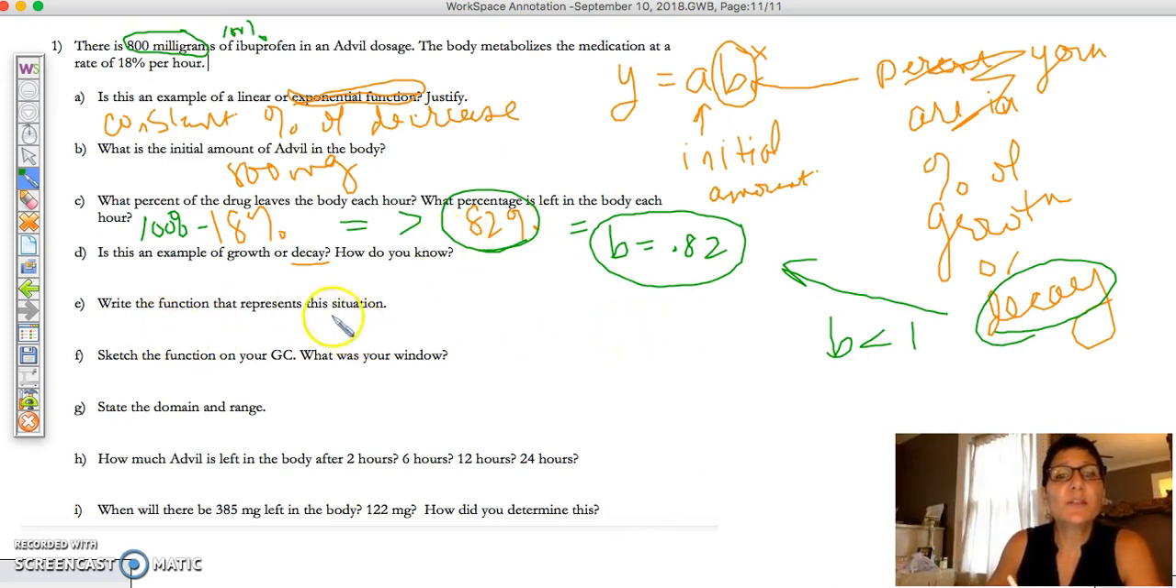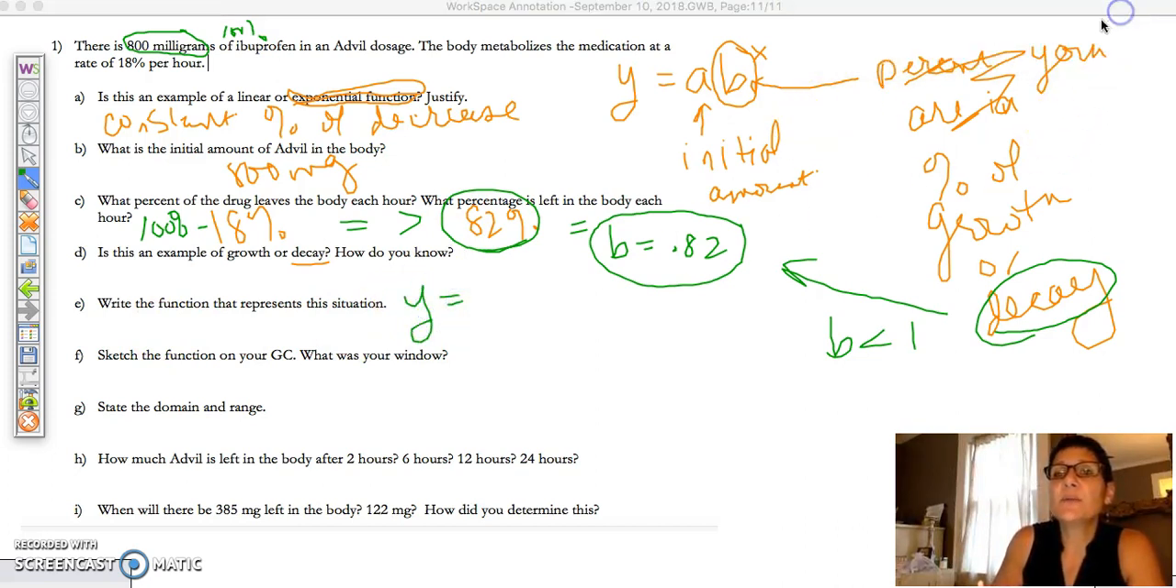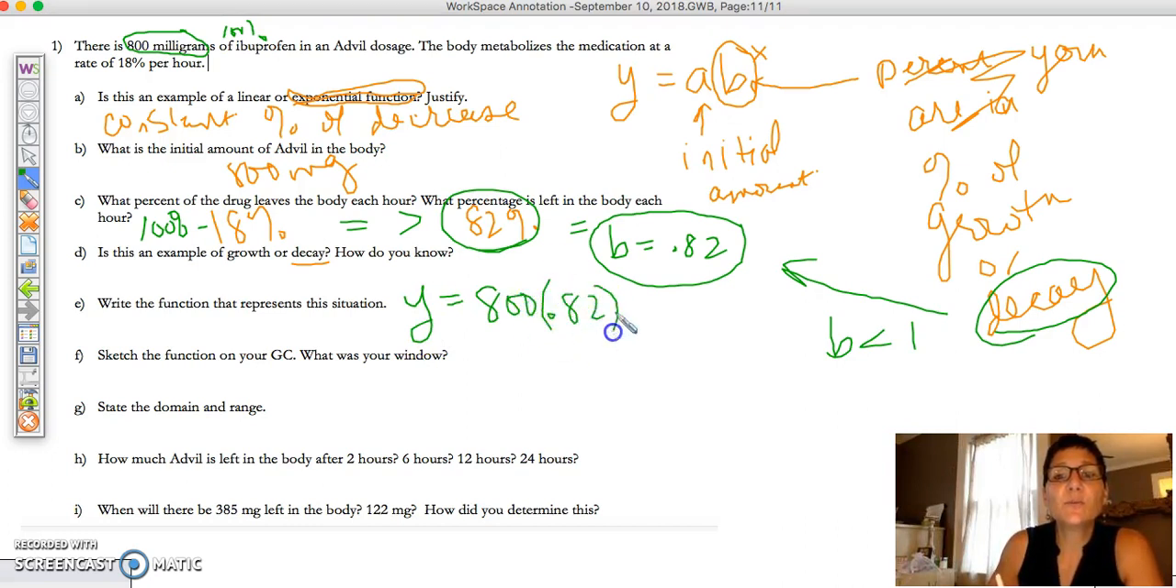So if I ask you to write the function that models the situation, you should be able to say, well, I hate that thing always comes up. Does that happen to you guys too? It happens to me. Anyway, so y is equal to your initial amount, which is 800, times 0.82 to the x power.